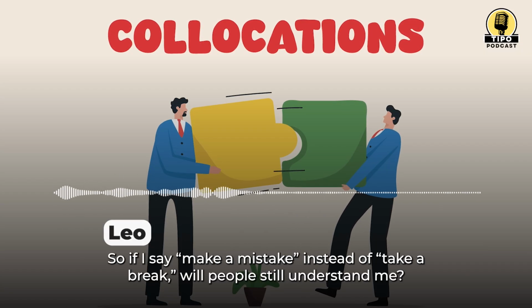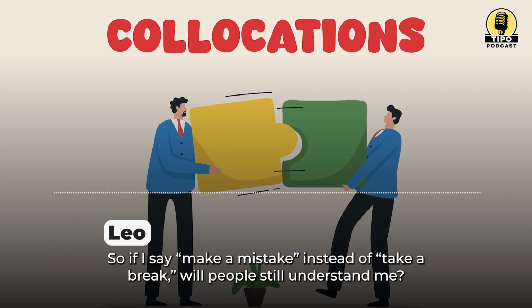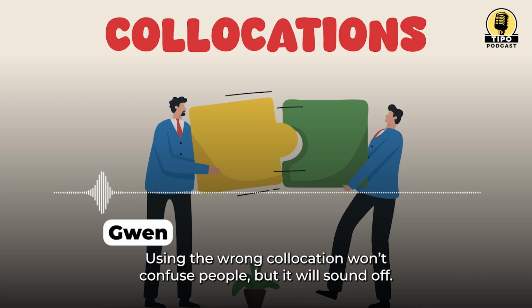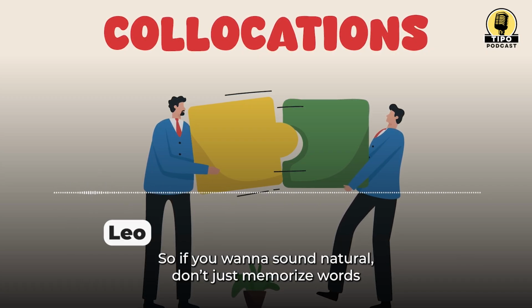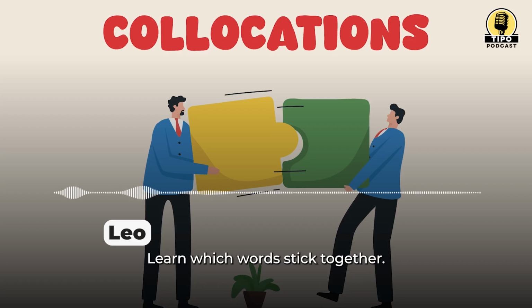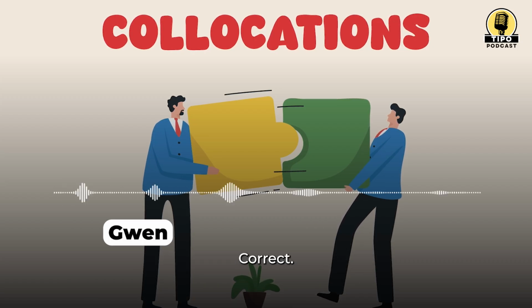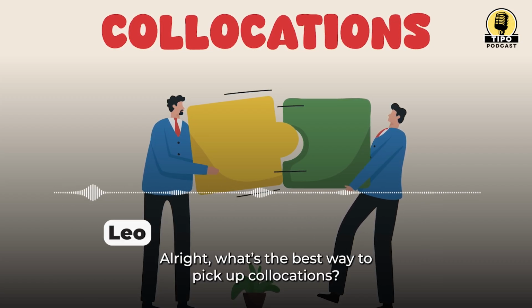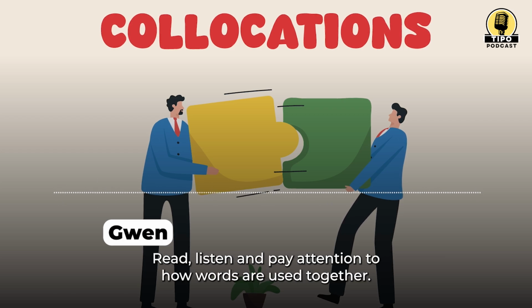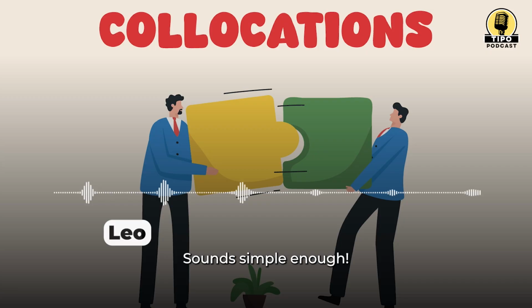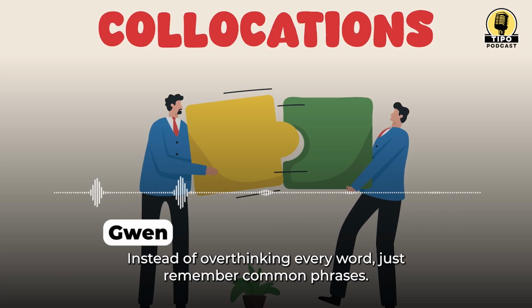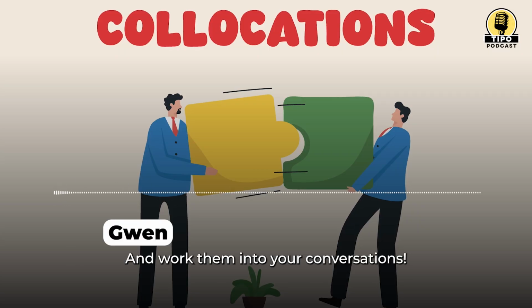So if I say make a mistake instead of take a break, will people still understand me? Using the wrong collocation won't confuse people, but it will sound off. So if you want to sound natural, don't just memorize words. Learn which words stick together. Correct. All right, what's the best way to pick up collocations? Read, listen, and pay attention to how words are used together. Sounds simple enough. Instead of overthinking every word, just remember common phrases. And work them into your conversations.